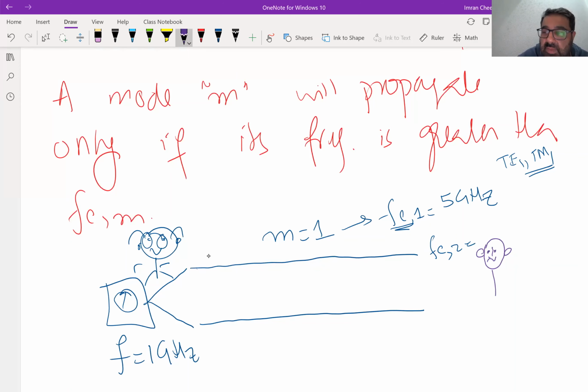So this is you. Okay, and we're talking with each other on a phone through this waveguide. Okay, no, I'm a happy face. All right, you are not happy face. I'm not sure why. Never mind.